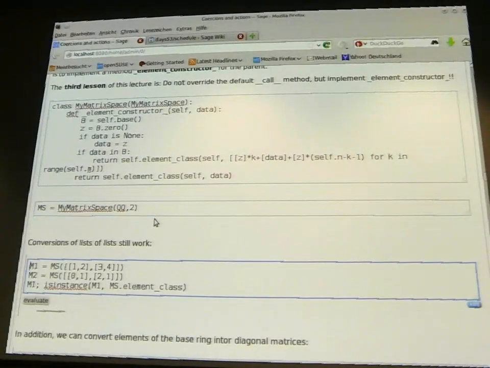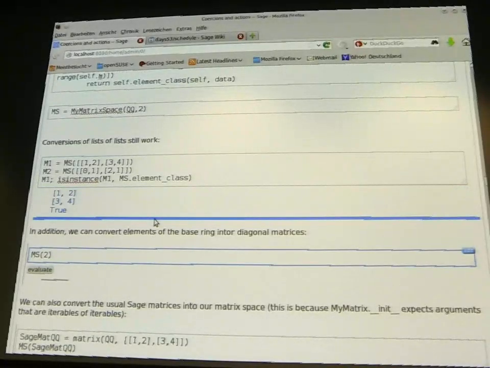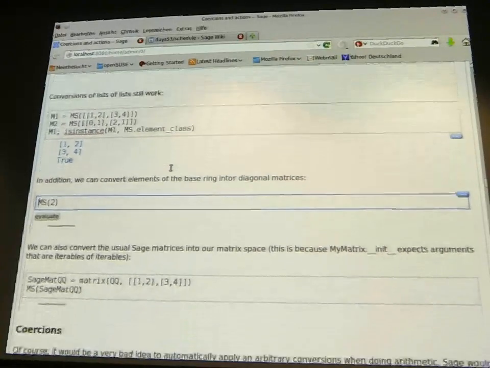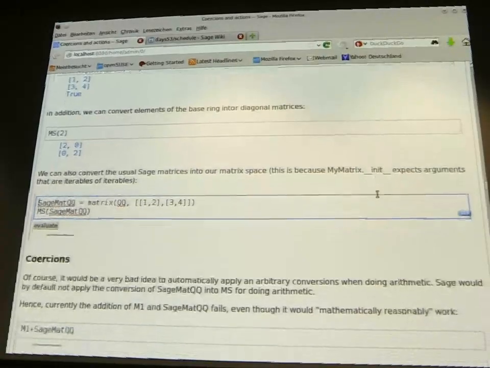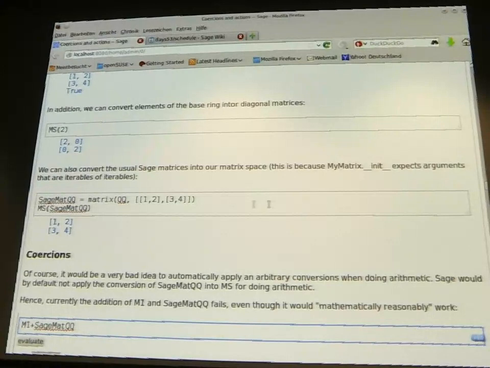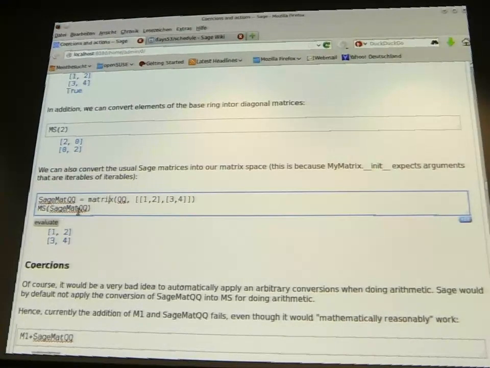I have evaluated this. We recreate the matrix space and check that conversion of lists still works. In addition, we now can create diagonal matrices simply by giving integers as data. And maybe surprisingly, we are also able to convert the usual Sage matrices into our matrix space. Why is this? Well, the initialization method of my matrix expects, I said, lists of lists, but in fact what it expects is iterables of iterables. If you iterate over a matrix, then it iterates over the rows, and the rows themselves iterate over their elements. So it is technically, in a way, like a list of lists. In other words, our constructor knows what to do, so it can convert a Sage matrix into our matrix.